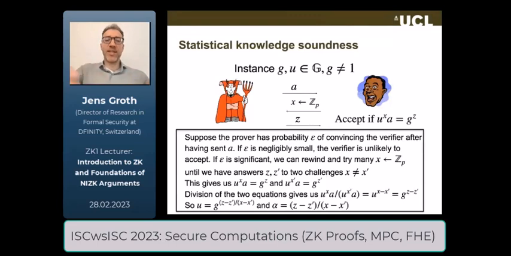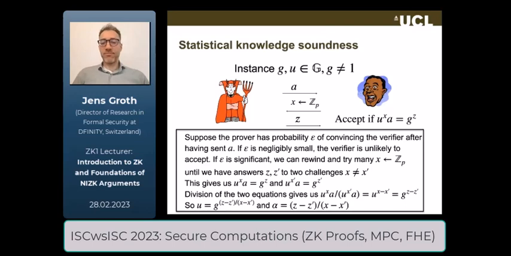So imagine the prover has a good chance of convincing the verifier after sending this initial message A. We just feed the prover a challenge X, rewind the prover, give it another challenge X prime, and if X and X prime are distinct and we get two satisfactory answers, Z and Z prime, then the claim is we can actually extract the witness.